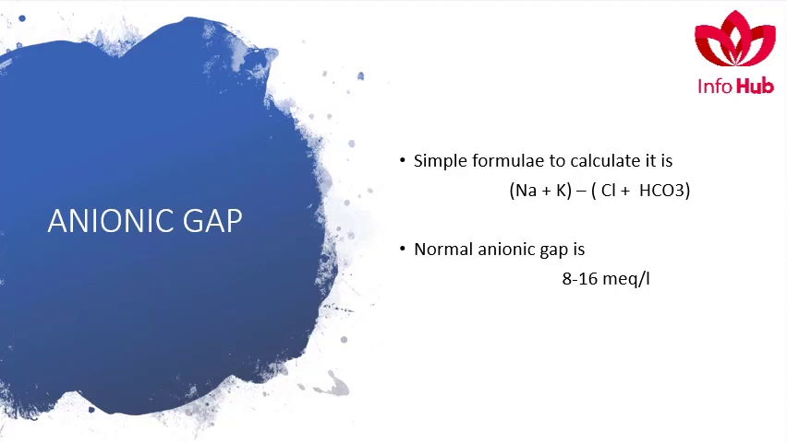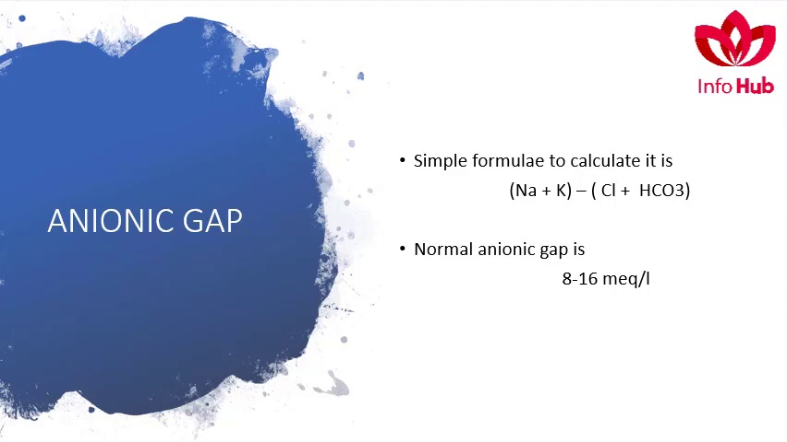Sometimes you see the anion gap in arterial blood gases. So how do you calculate it? It is usually done by combining the two positive ions and subtracting the two negative ions. The two positive ions which are important in your blood are sodium and potassium, and you subtract from them the combination of chloride and bicarbonate. The normal anion gap is 8 to 16 milliequivalents per liter. It is important in certain metabolic conditions in which the anion gap is increased.